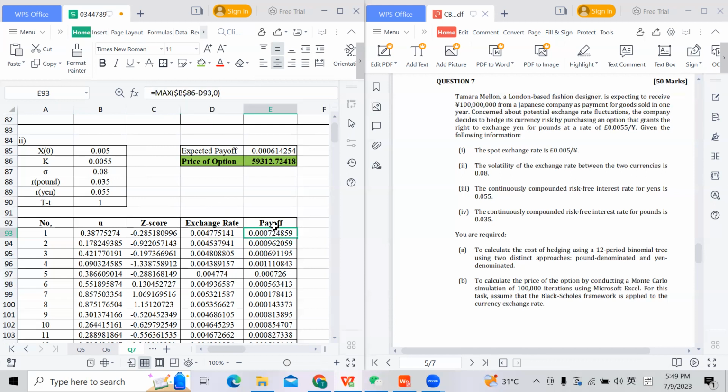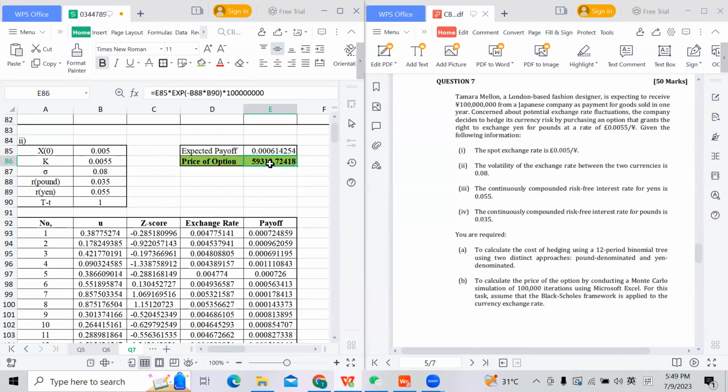Okay, so after that, since this is the put option, the K should be bigger than the exchange rate. Otherwise, the value will be 0. So here we use the maximum of K minus exchange rate. Yeah. So if K minus the exchange rate is a negative value, it will become 0. And then after finding all the values, we need to compute the expected payoff, which is the average of the payoff.